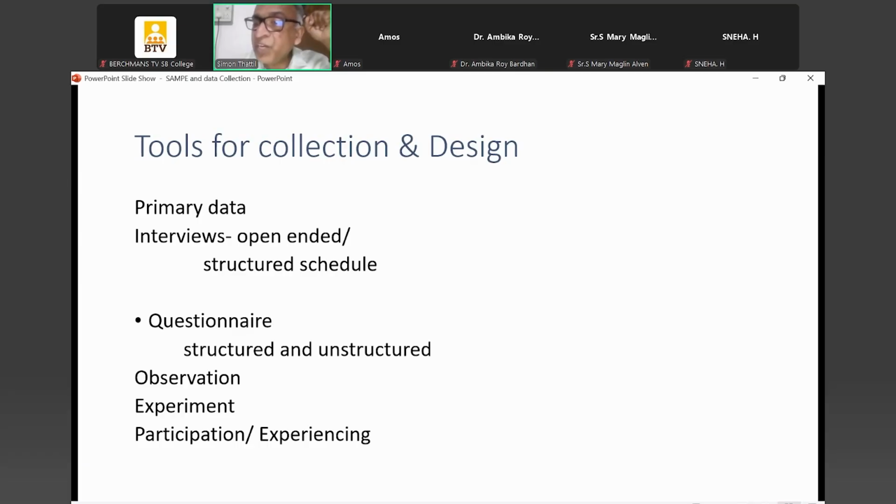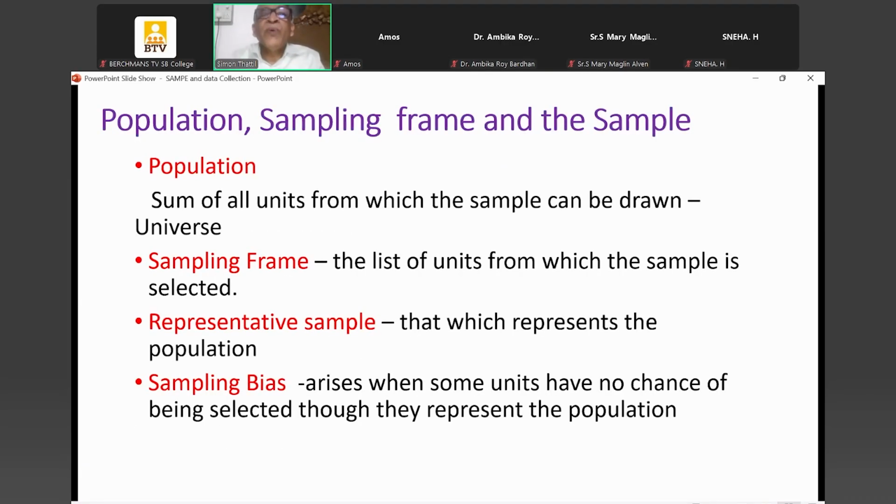Now, this data is collected from a sample. And before coming into the methods or the tools, we need to know a bit about the sample. So when you try to understand sample, these terms are something which we should get clarified. What is a population? What is a sample frame? And what is the sample?